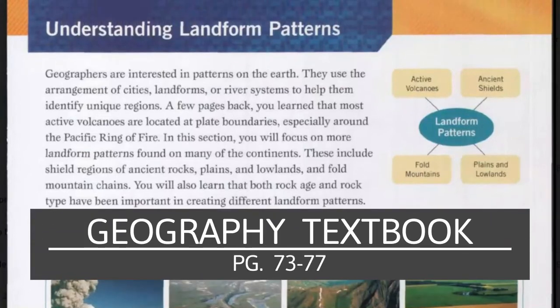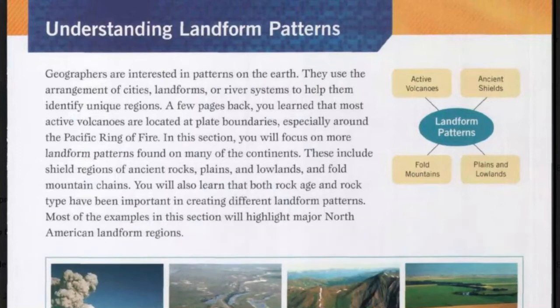I'm reading from the geography textbook starting on page G73. Geographers are interested in patterns on the Earth. They use the arrangement of cities, landforms, or river systems to help them identify unique regions. A few pages back, you learned that most active volcanoes are located at plate boundaries, especially around the Pacific Ring of Fire. In this section, you will focus on more landform patterns found on many of the continents.